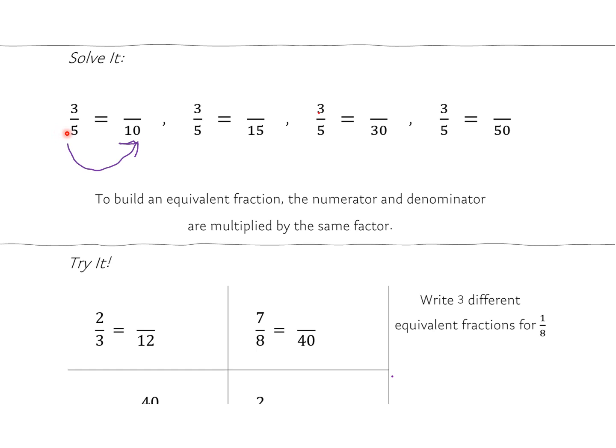To turn 5 into 10, I could multiply by 2. 5 times 2 equals 10. I'm going to write that off to the side. 5 times 2 equals 10. So whatever I do to my denominator, I'm going to do the exact same thing to my numerator. I need to multiply that by 2.